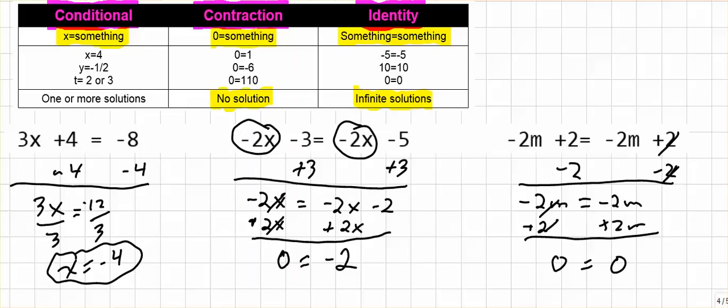It's all real numbers. You may see it written as an R with 2 horizontal lines. That just means it's all real numbers. So no matter what I put in for m, I will get a solution. So that's what happens when you get odd or unusual answers.